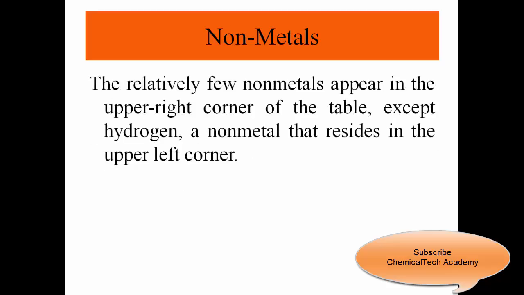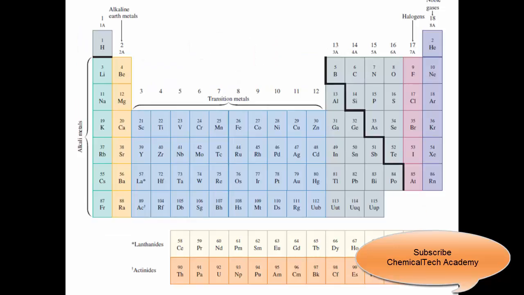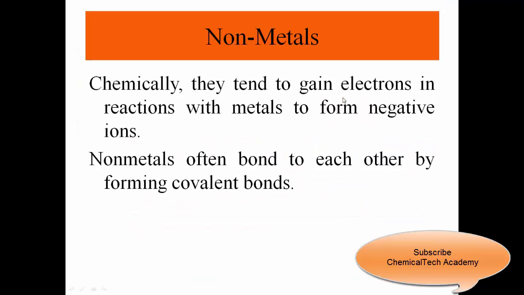On the other hand, we have nonmetals. The relatively few nonmetals appear in the upper right corner of the table, as we saw, except hydrogen, a nonmetal that resides in the upper left corner. We saw that one before too. So if I go back here, we have hydrogen. This is a nonmetal, but it's here. The rest of them are here. Chemically, nonmetals tend to gain electrons in reactions with metals to form negative ions, which are called anions. Nonmetals often bond to each other by forming covalent bonds. We will see what that means.